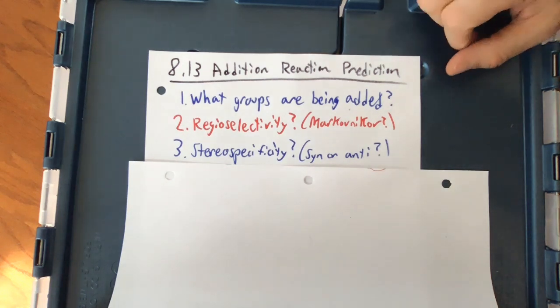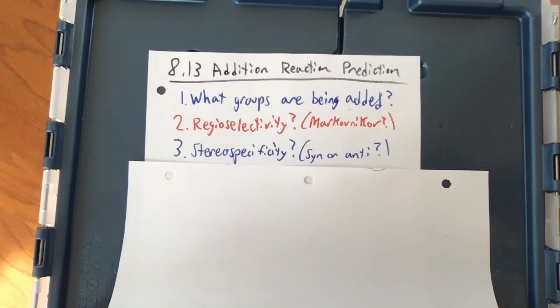So the first step, what groups are being added? Remember, we talked about lots of different reactions here: hydrohalogenations, halogenations, halohydrin formations, borylation and oxidation reactions. So we need to remember how to know what types of groups are being added. And that's step 1. Step 2 is to think about any regioselectivity that we can remember that comes with those groups being added. So for instance, is the addition going to follow a Markovnikov substitution pattern, or will it follow an anti-Markovnikov substitution pattern?